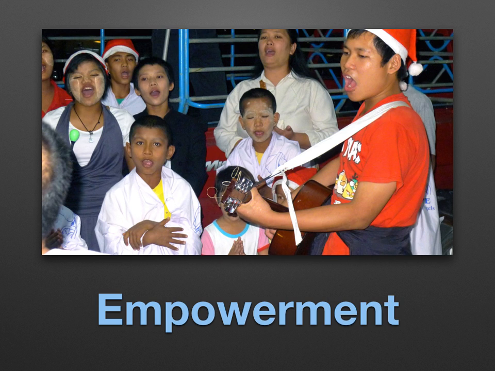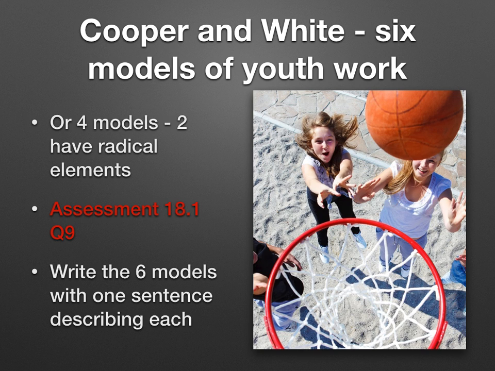Empowerment. The radical part of this model contends that institutions operate to protect the privileged and the powerful, and they systematically disempower young people. The non-radical part of this just says that young people don't have enough control or power over their lives, and they need to be empowered. So they are the different models from Cooper and White, the four models with the two radical elements. This is in your assessments, you'll see this is question 9.